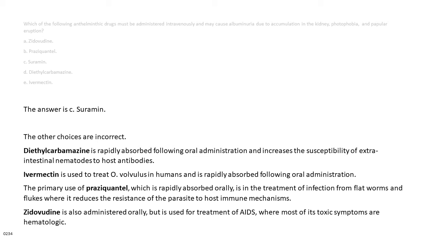Diethylcarbamazine is rapidly absorbed following oral administration and increases the susceptibility of extraintestinal nematodes to host antibodies. Ivermectin is used to treat Onchocerca volvulus in humans and is rapidly absorbed following oral administration. The primary use of pyrazinamide, which is rapidly absorbed orally, is in the treatment of infection from flatworms and flukes, where it reduces the resistance of the parasite to host immune mechanisms. Zidovudine is also administered orally, but is used for treatment of AIDS, where most of its toxic symptoms are hematologic.